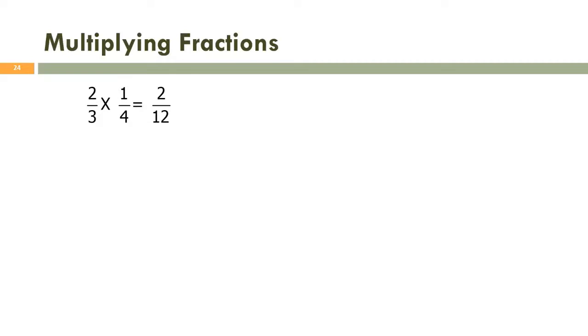Oftentimes, we get pre-partitioned representations in the textbook, and the only thing we're asking students to do is to simply color the representations. That's not helpful. Let's consider an alternative. That's my unit, and I'm going to take 1/4. I'm partitioning this into 4 equal parts, and I'm taking 1 out of these 4. That's 1/4. Right now I need to be taking 2/3 of this 1/4.